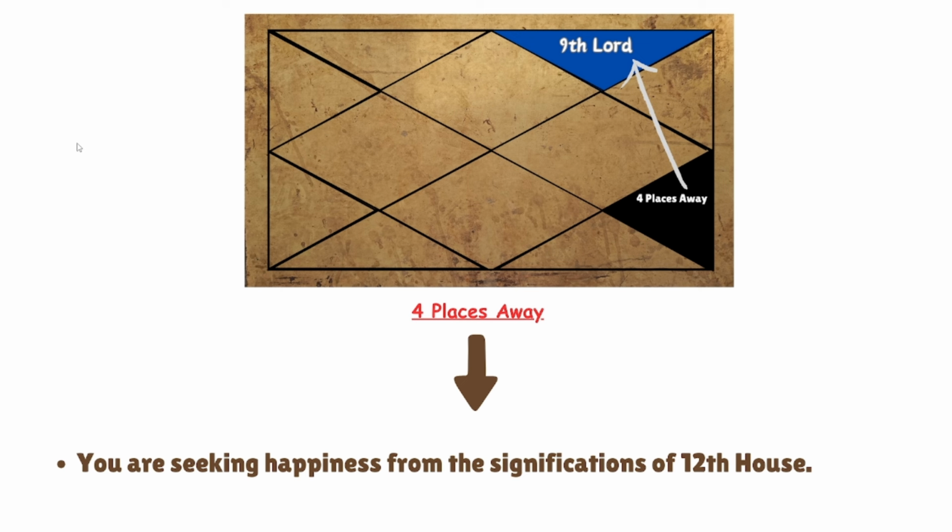Now, the ninth lord is going four places away from its own position and sitting in the 12th house. Whenever a lord goes four places away, that lord seeks happiness from the significations of that house. So you are the one seeking happiness, maybe living in some isolated environment. You like to be more private, you are inclined towards the spiritual aspects of life, and you are trying to seek happiness, contentment, and peace of mind from that.